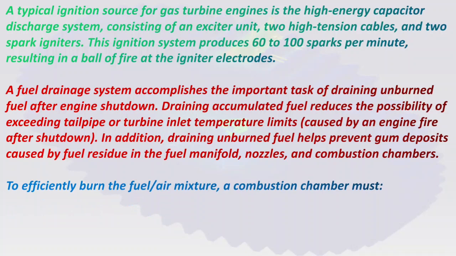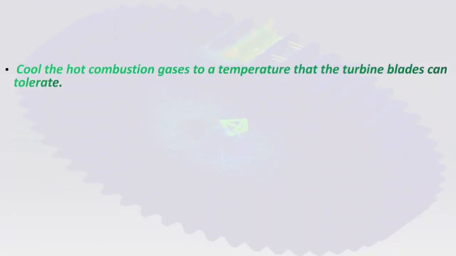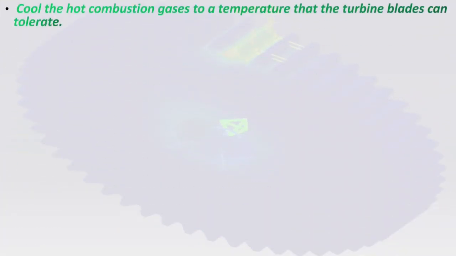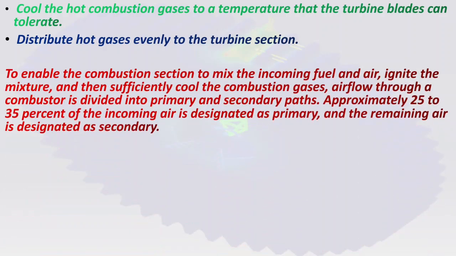To efficiently burn the fuel air mixture, a combustion chamber must mix fuel and air efficiently in the best ratio for good combustion, burn the mixture as efficiently as possible, cool the hot combustion gases to a temperature that the turbine blades can tolerate, and distribute hot gases evenly to the turbine section.